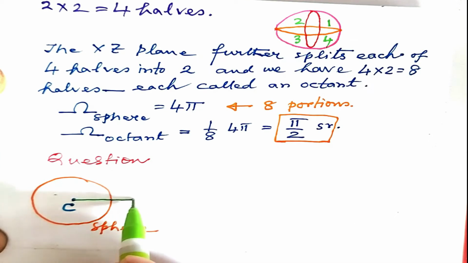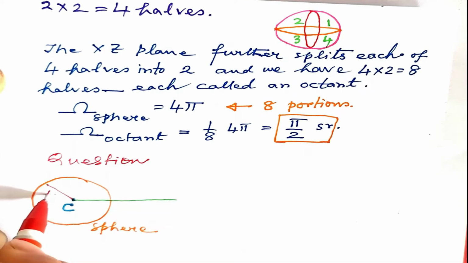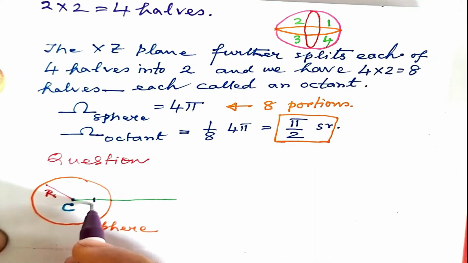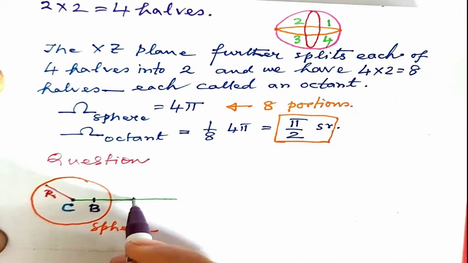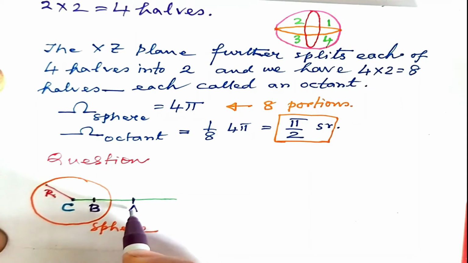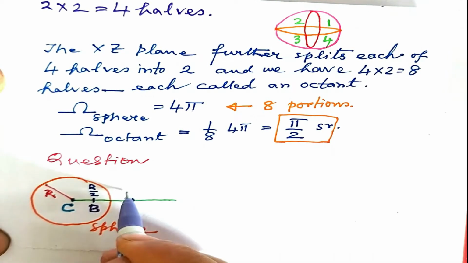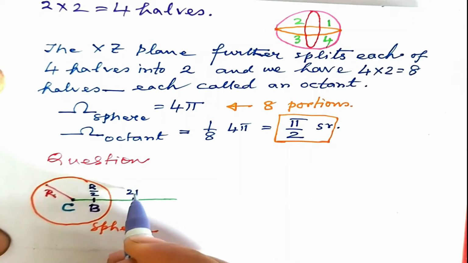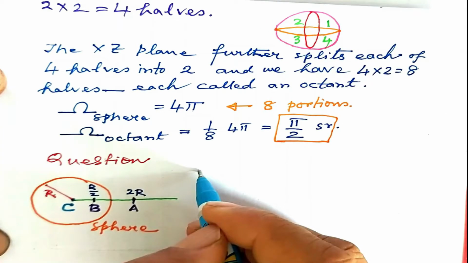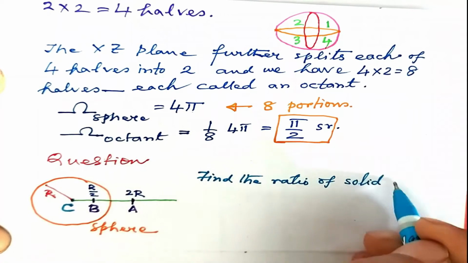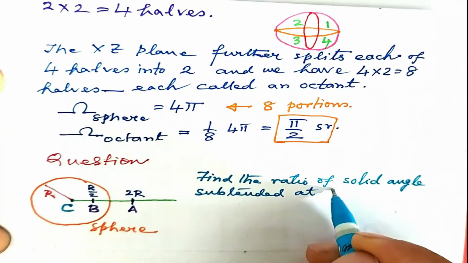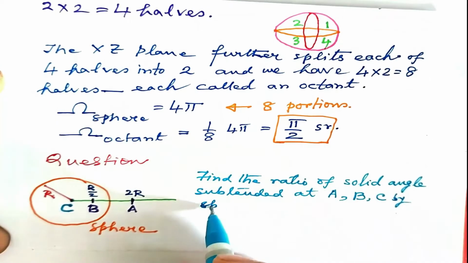This is an extended radius, and radius is r. Consider a point B inside and another point A outside the sphere. B is at a distance r by 2 and A is at a distance 2r from C, the center. The question is, find the ratio of solid angle subtended at points A, B, C by the sphere.